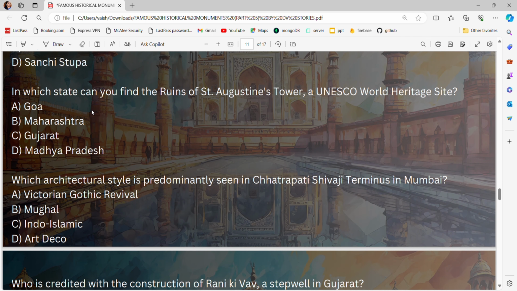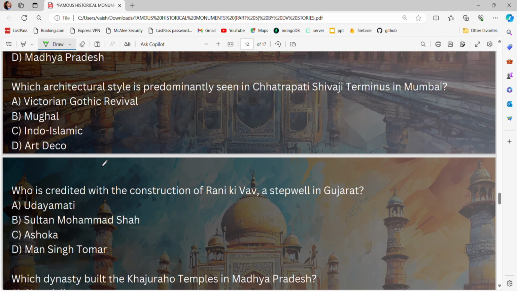And next question, in which state can you find the ruins of St. Augustine's Tower, a UNESCO World Heritage Site? And the options are Goa, Maharashtra, Gujarat, Madhya Pradesh. And here the answer is Goa.